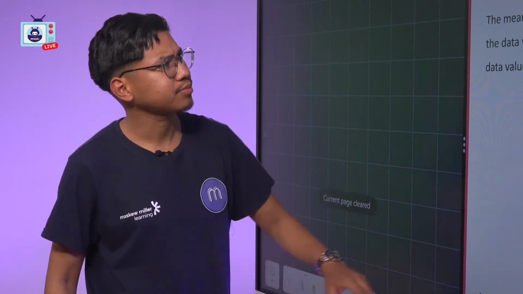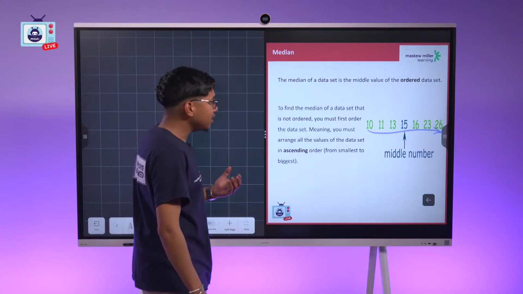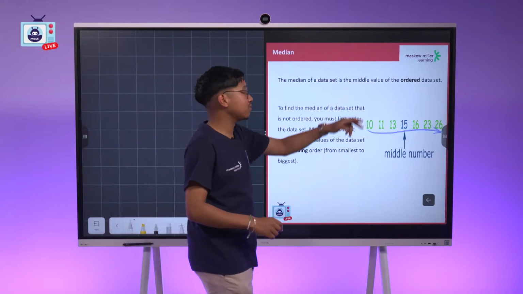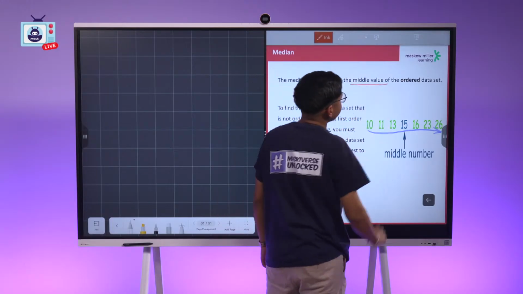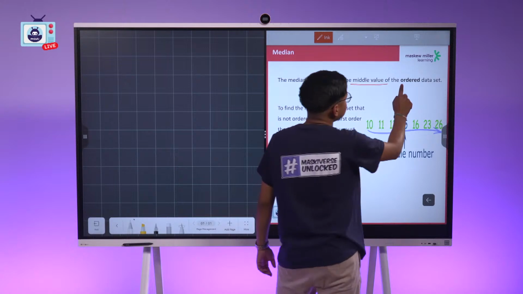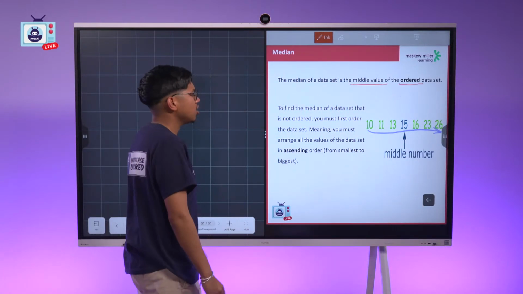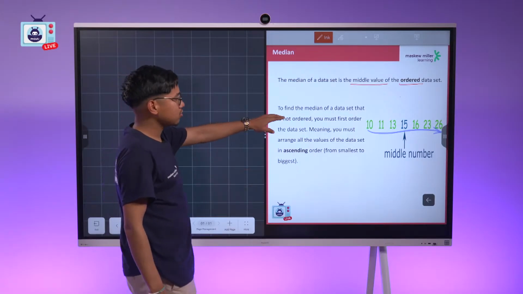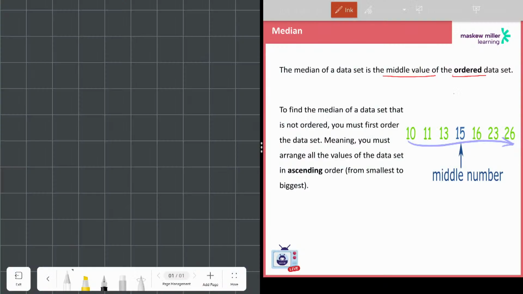All right? Let's see what else there is. The next one is the median, right? The median of a data set is the middle value, right? Emphasis here on middle. It is the middle value of the ordered data set, so you can see ordered is in bold. To find the median, or the middle value, as stated there, of a data set that is not ordered, you must first order the data set, meaning you must arrange all the values of the data set in ascending order.